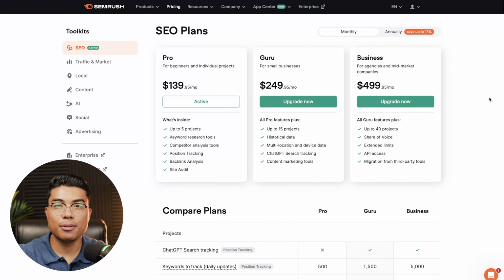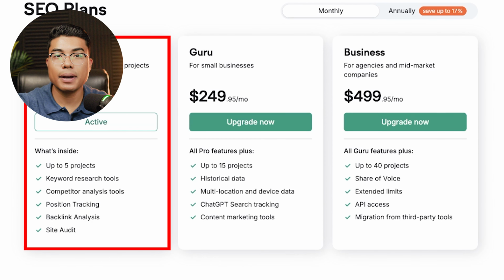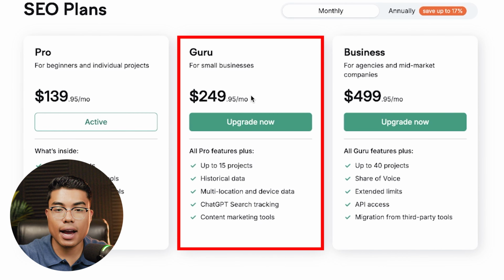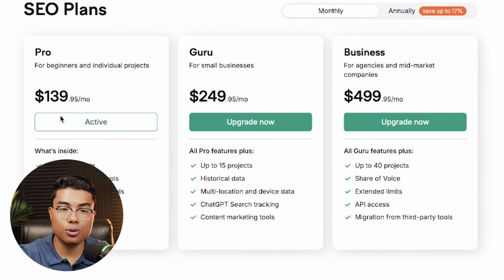If you're thinking about using Semrush, here's a quick breakdown of the actual pricing. So they have the Pro plan, which is the one that you get on the free trial, and you can do everything that I did in this video using this plan. It's $139.95 a month. I would say this option is the best overall option for individuals or small teams. And then you have the $249 a month plan. It's called the Guru plan, and it includes more historical data and more projects. And the business plan is $499. I would say this is better for agencies or really large teams.